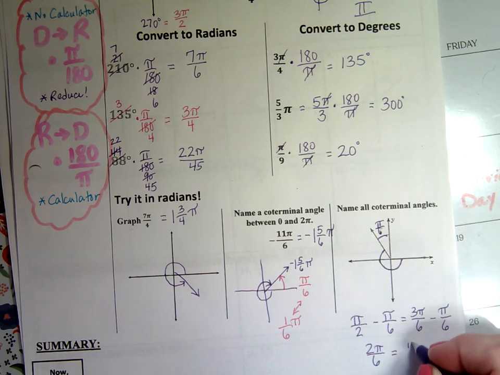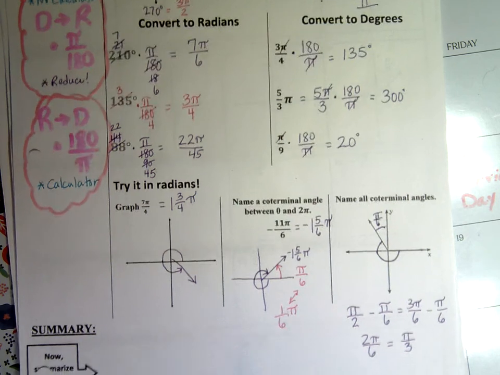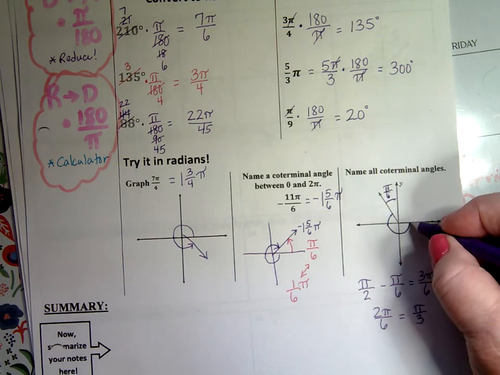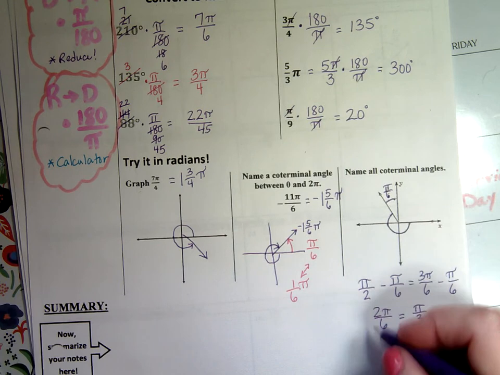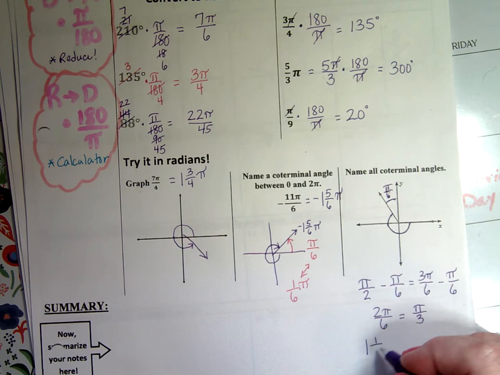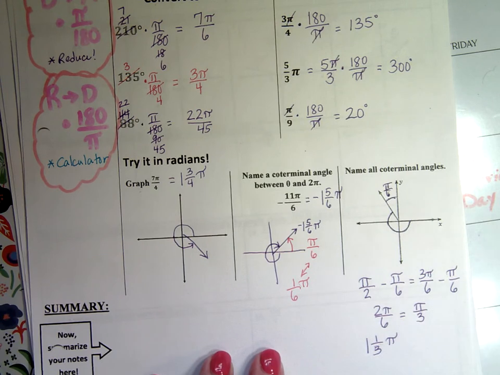Now, if you're not catching this, don't lose sleep over it. This is not a very significant problem and not something you're probably going to see on your test. So it's here, we're doing it, and there you go. So that means that my angle would be 1 and 1/3 pi. I went 1 pi and a third more.